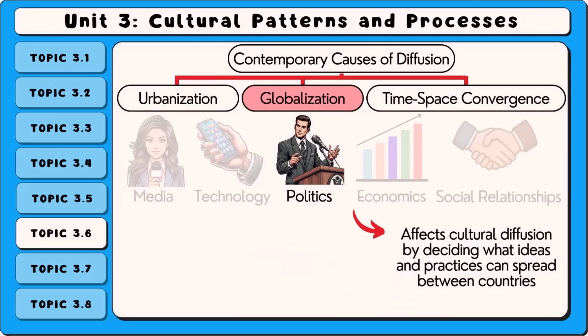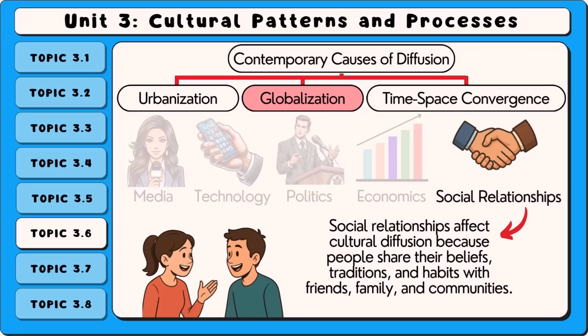Politics affects cultural diffusion by deciding what ideas and practices can spread between countries. Friendly relations and open borders help cultures mix, while strict rules or censorship can limit the spread. Economics affects cultural diffusion by connecting people through trade and jobs. When countries buy and sell goods or workers move for better pay, they also share their cultures. Social relationships affect cultural diffusion because people share their beliefs, traditions, and habits with friends, family, and communities. When people meet and connect, they pass on parts of their culture to others.